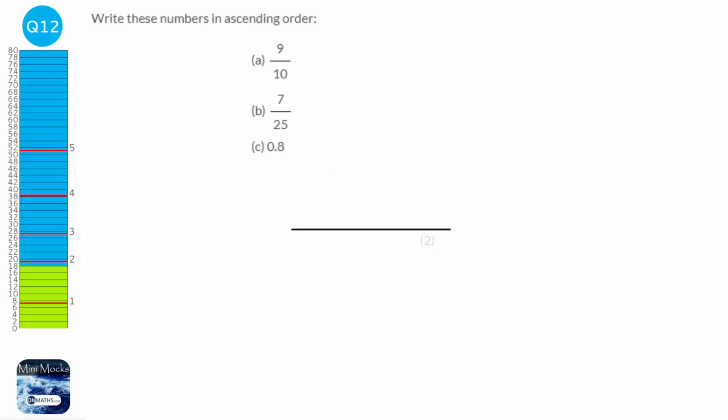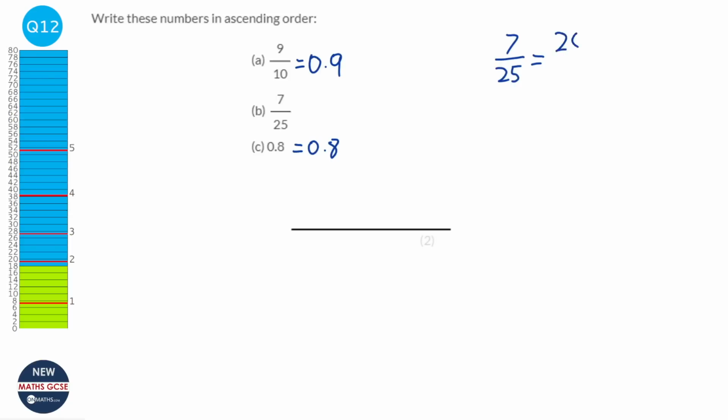Whenever we're putting fractions, decimals and percentages in order, the best way of doing it is converting them all into decimals. So here we've got 0.8, which is already a decimal, so that's just going to be 0.8. Here we've got 9/10, so 9/10 is 0 in the units column and a 9 in the tenths column. 7/25, well, something we can do with that is just times top and bottom by 4, so we get 28/100. So it's going to be 0 in the units column, 2 in the tenths column, and 8 in the hundredths column.